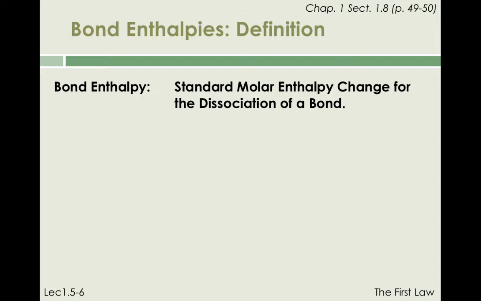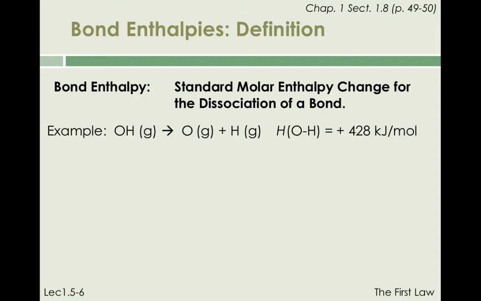gas phase. As an example, let's consider the gas phase dissociation of the bond OH into the individual oxygen and hydrogen atoms. To follow the notation used in your book, I will represent the bond enthalpy for the OH bond as H(OH), where H stands here for the bond enthalpy. The bond enthalpy for the OH bond is plus 428 kilojoules per mole of bonds.